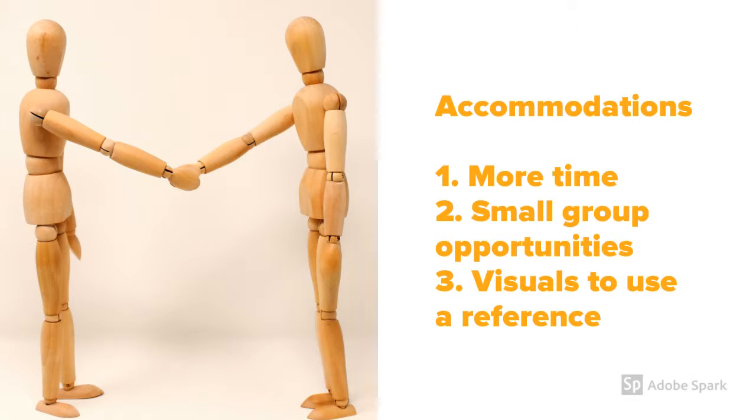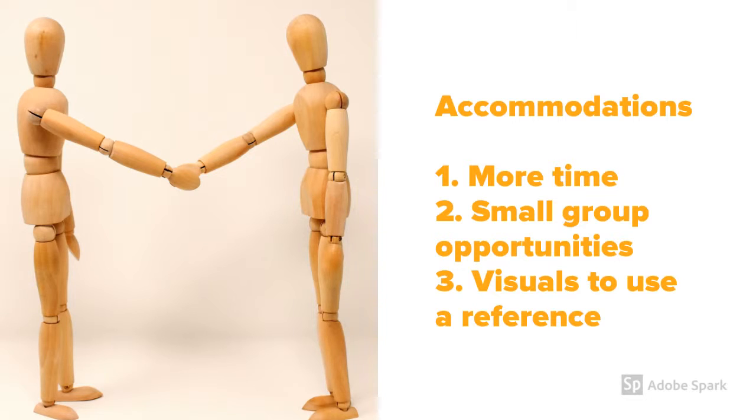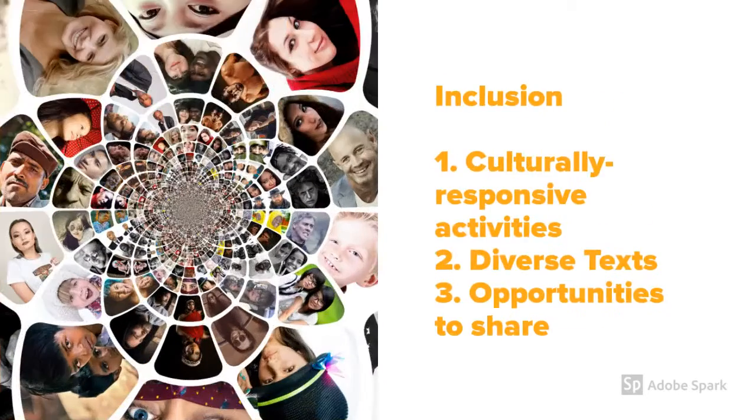Second, more opportunities for small group discussions. She's a very social student, so using her peers as ways to motivate and support her is beneficial for her social and academic development. Lastly, using visuals as references. This is more to help her keep focus on the task and work towards the learning goals.